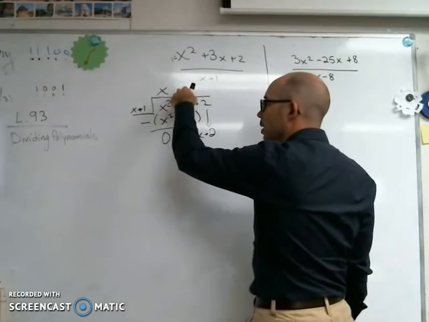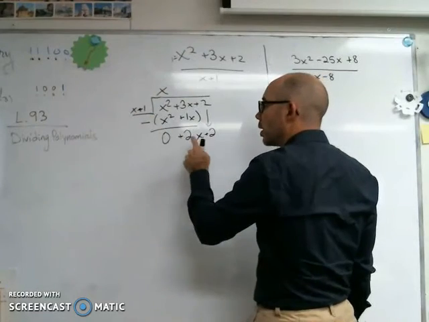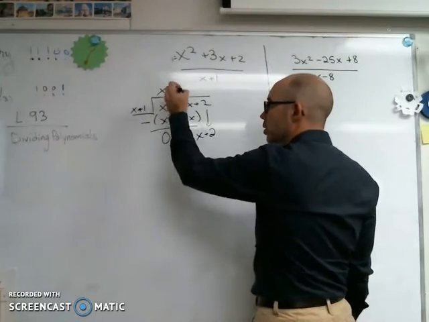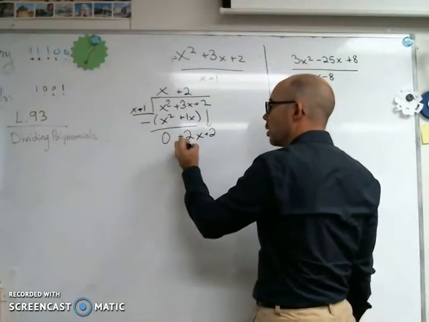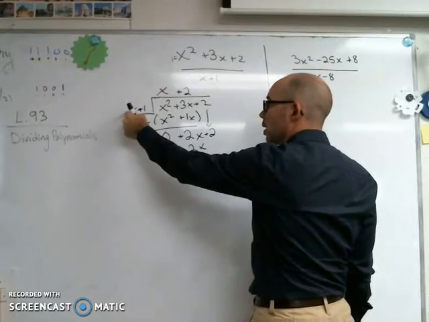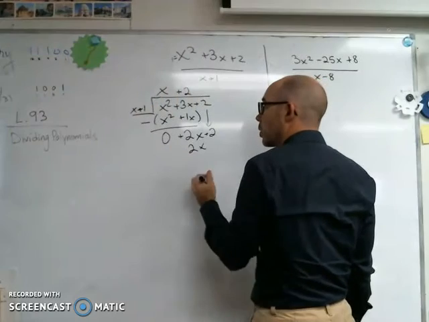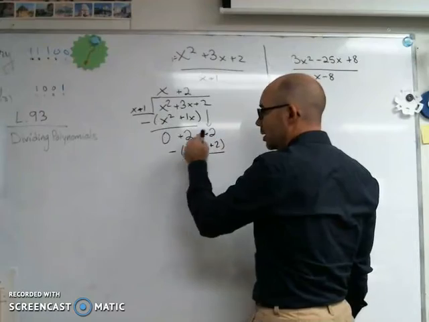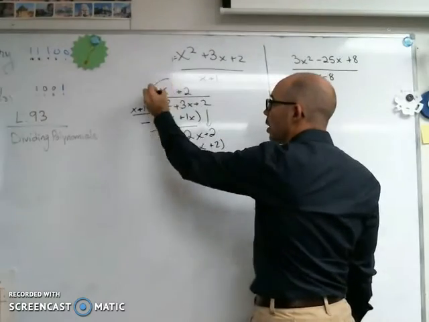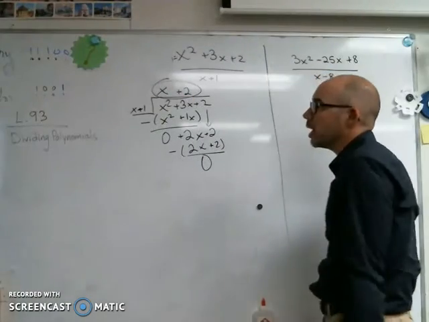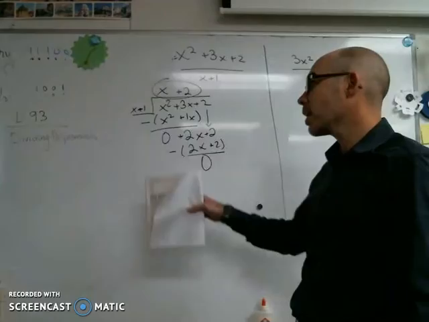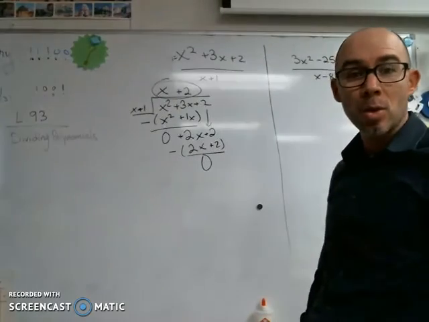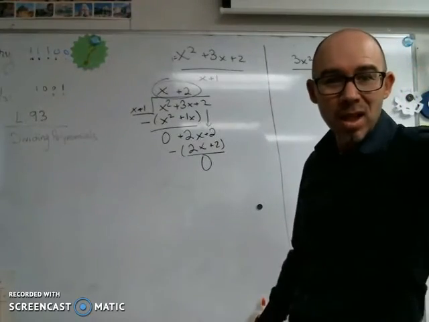Okay, well, something times x plus 1 equals 2x plus 2. I believe that's a 2. And we do the multiplication. 2 times x is 2x, and 2 times a plus 1 is a plus 2. And that minus itself equals 0. Therefore, if I divide x squared plus 3x plus 2 by x plus 1, I get x plus 2, which I already knew because I did it the other way.